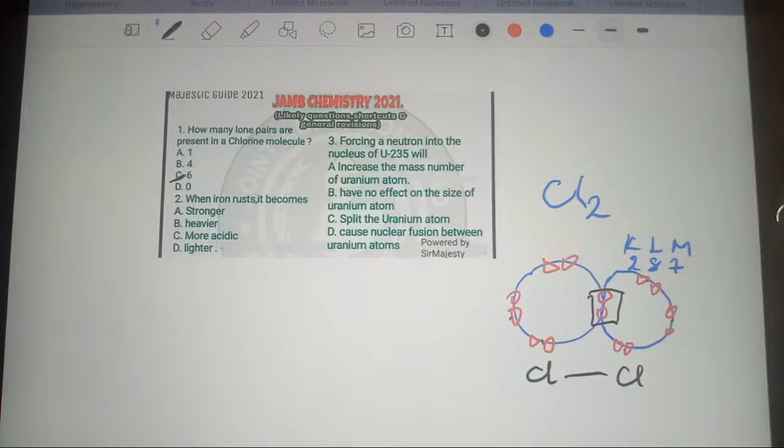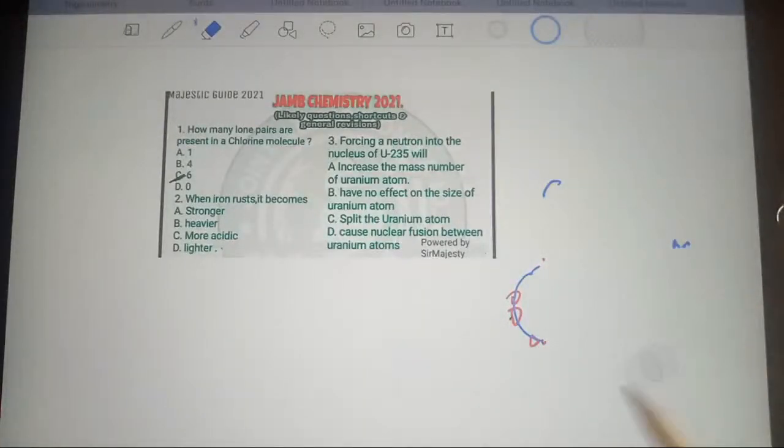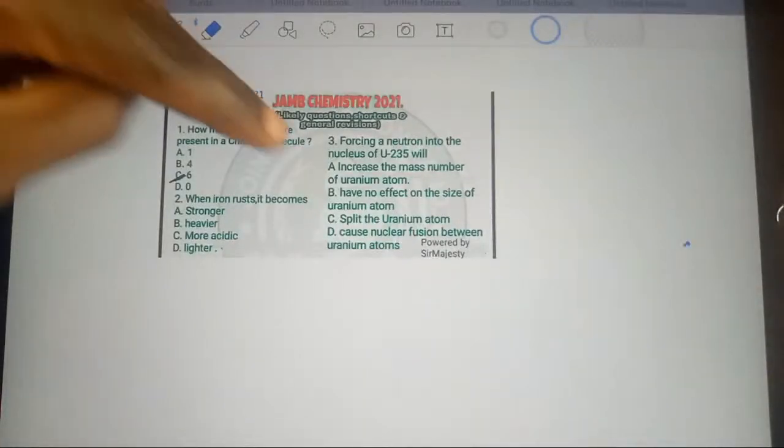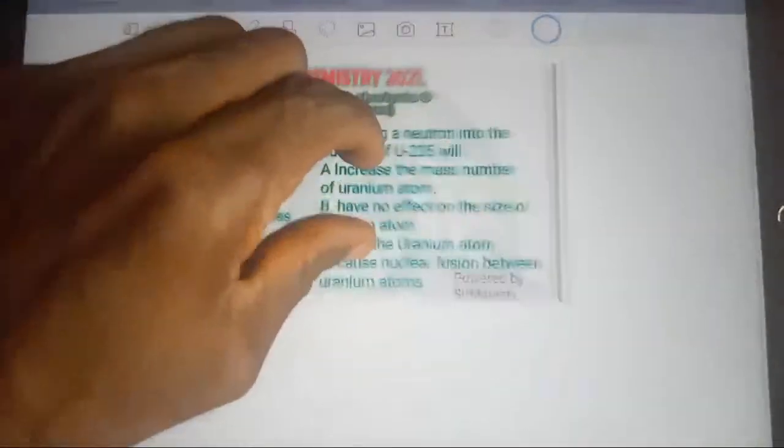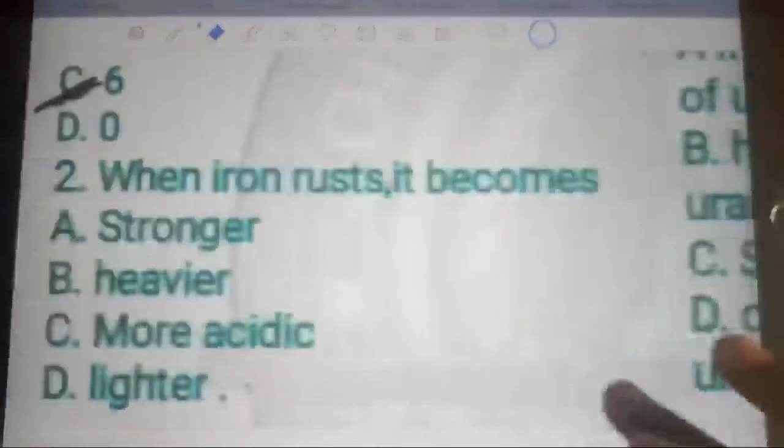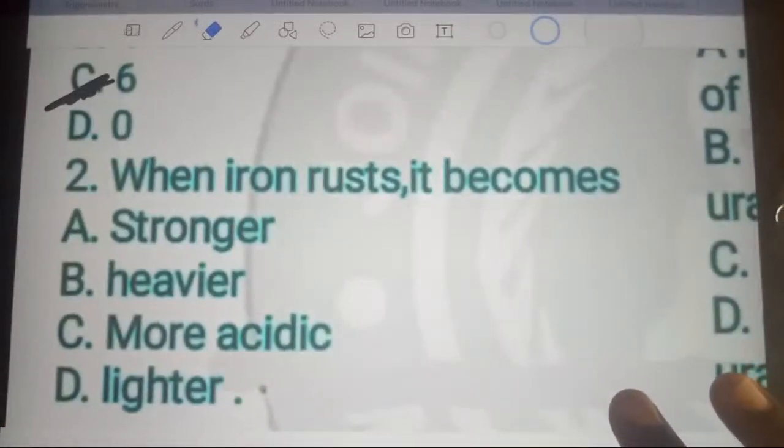Then we move on to the next question, question number 2, which says, when iron rusts, you should be careful with this question. Question number 2 is telling us that when iron rusts, it becomes stronger, heavier, or more acidic or lighter. Simple. Some may answer straightforward that when iron rusts, it becomes lighter. No, it is not true. When iron rusts, it is not getting lighter at all.